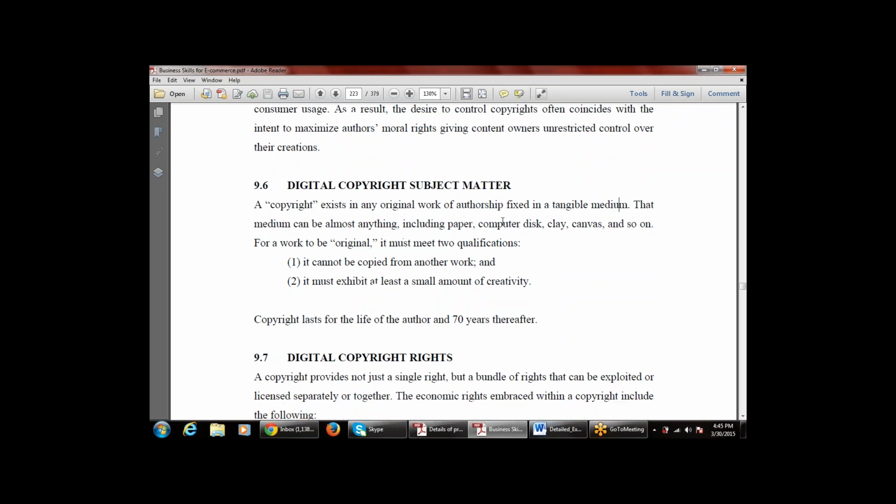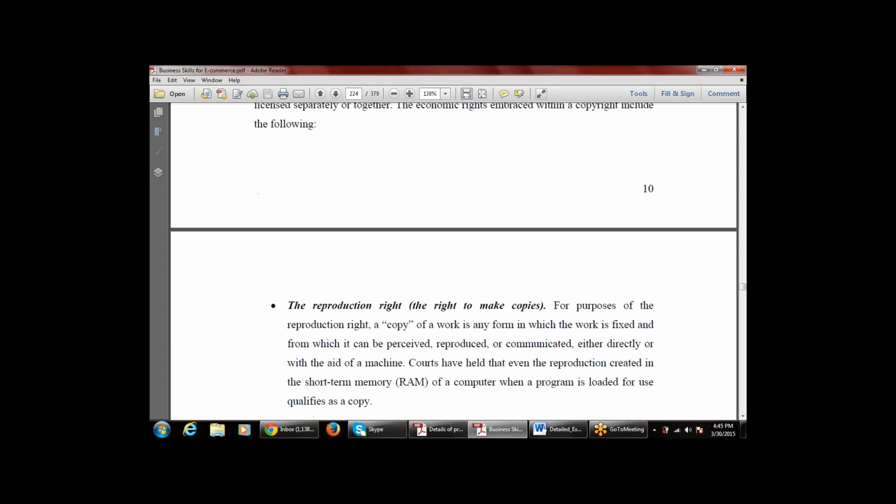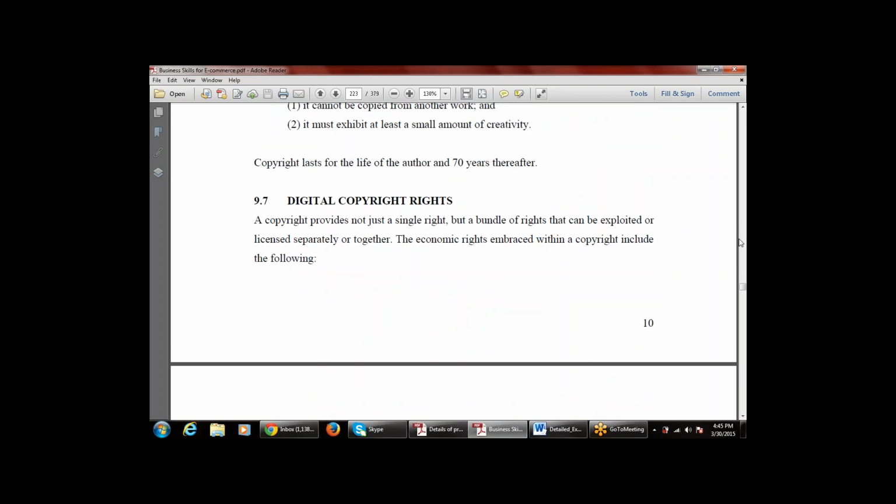Then the next is digital copyright rights. So what are the various rights that are applicable in digital copyrights? Whenever we use a digital copyright, what are the rights available in it? What are the rights that are common in digital copyrights? A copyright provides not just a single right, but a bundle of rights that can be exploited or licensed separately or together.